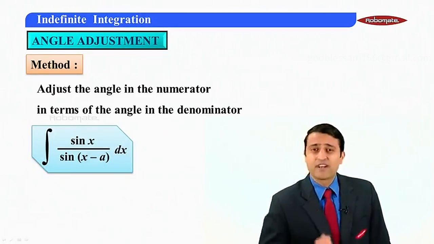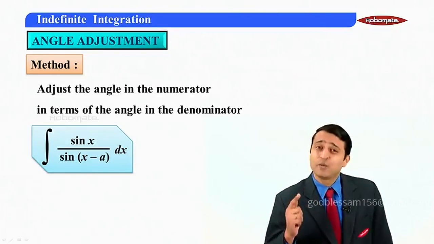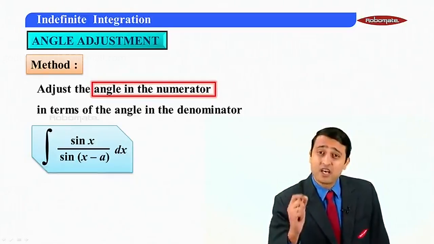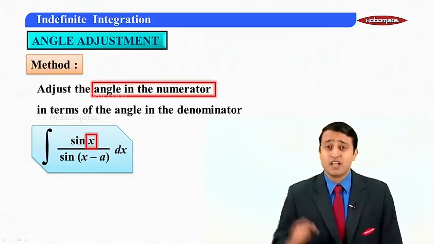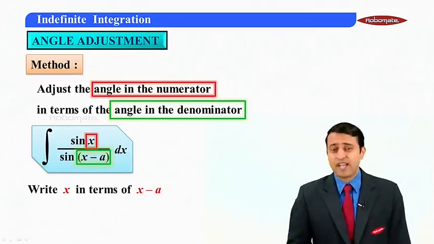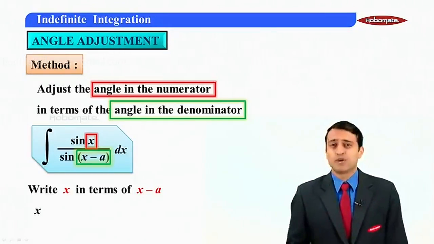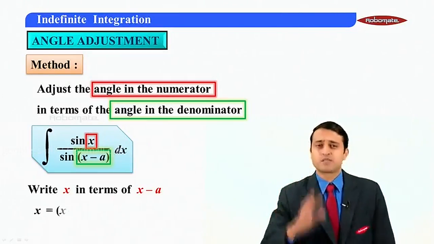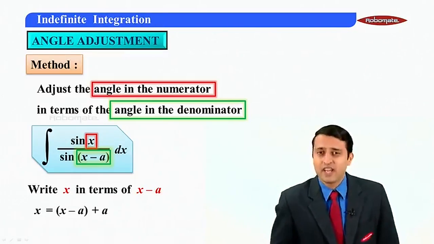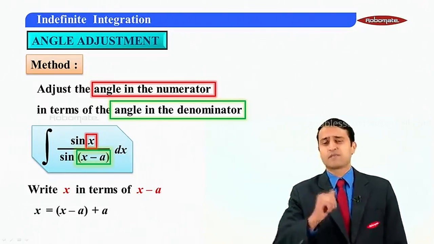Now I have trigonometric functions in the numerator and denominator both. So I have an angle in the numerator and I have angle in the denominator. The method says adjust the angle in the numerator, that is nothing but x. Angle in the denominator, that is nothing but x minus a. So I have to write x in terms of x minus a. So let us write x is equal to in terms of x minus a. So let me just put x minus a. Now effectively it has to be x, so I should just add an a. Now my dear students, what we have achieved here is writing x in terms of x minus a.